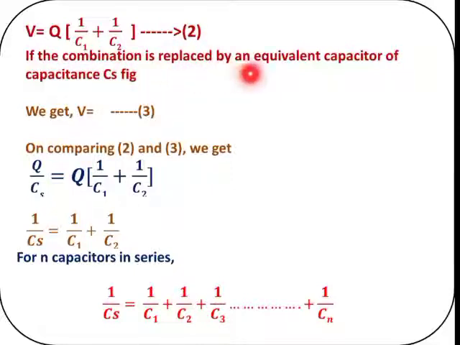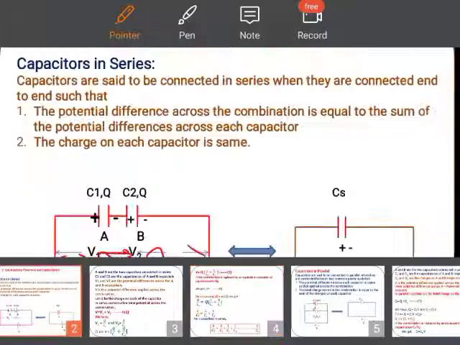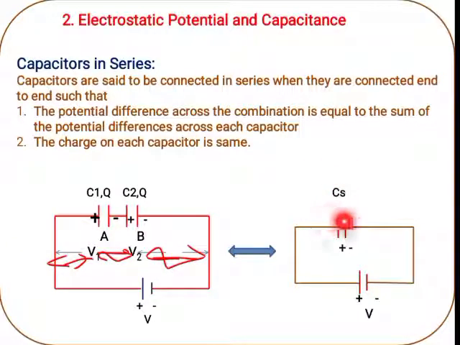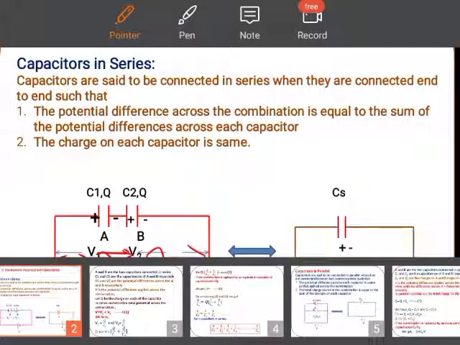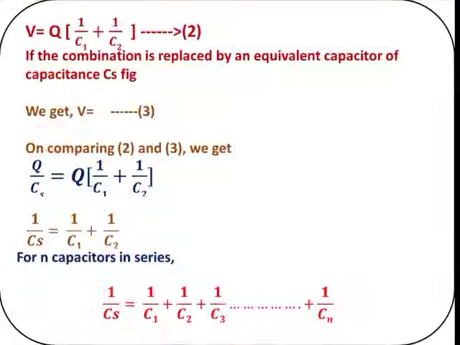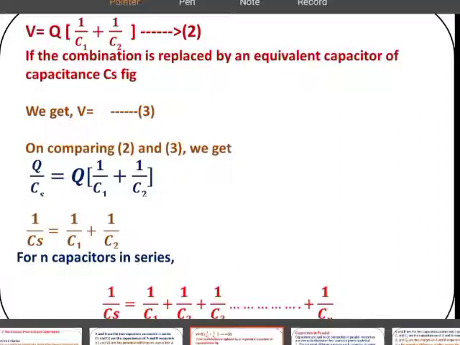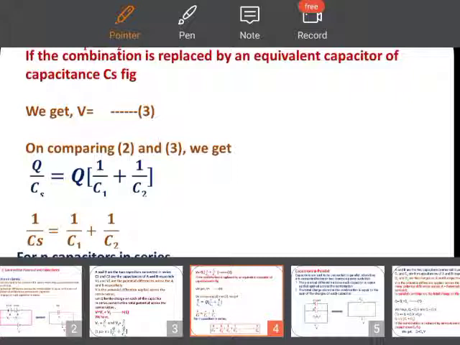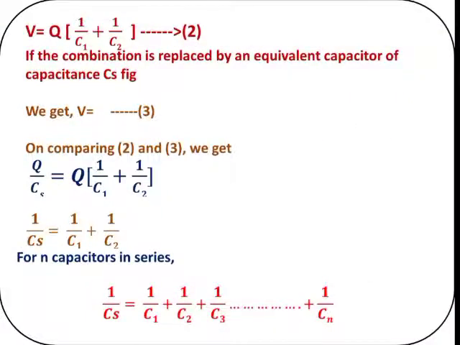If the combination is replaced by an equivalent capacitor of capacitance CS, which is shown in the figure, here it is shown, equivalent capacitance in series. So if we replace this, then what we have to write here? So CS is equal to, here we get V is equal to Q divided by CS. Call it equation number 3.